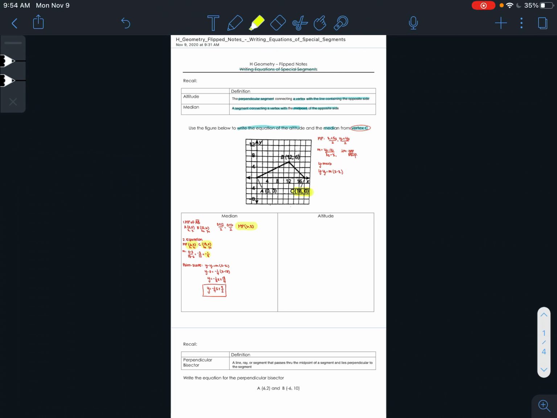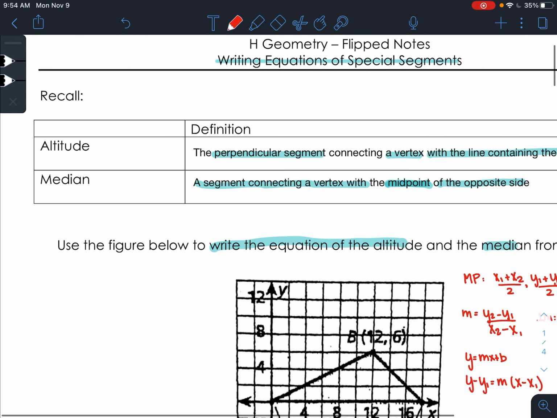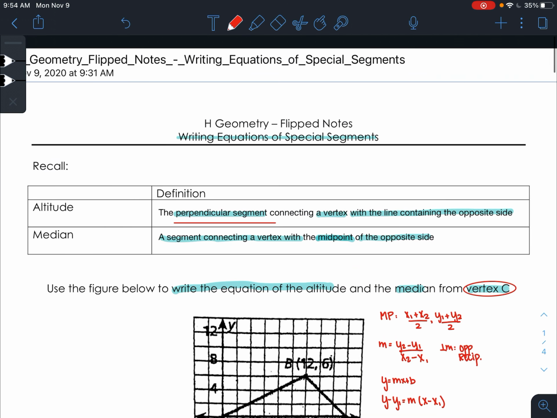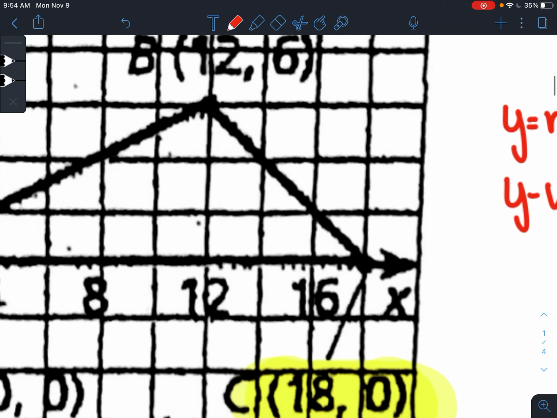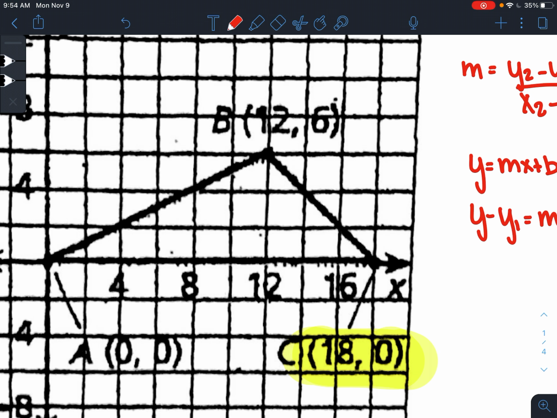Okay, so we're back here with finding the equation of an altitude. And again, we have to know what our definition is saying. So the altitude is the perpendicular segment that connects the vertex with the line containing the opposite side. If I was trying to draw the perpendicular segment from point C, it would lie on the outside. So if I extend out AB, to draw the altitude, I would draw the perpendicular segment that is coming down and intersecting that line, okay?